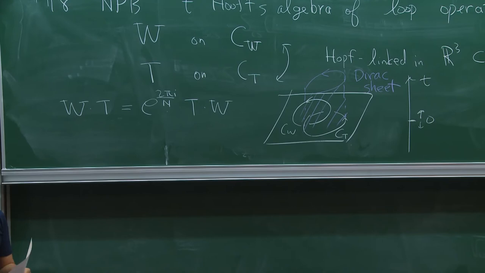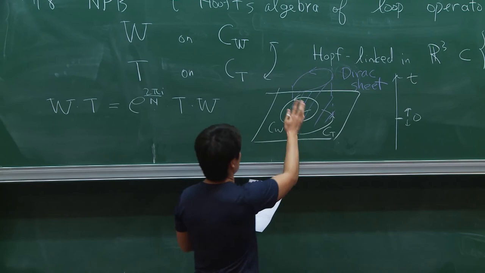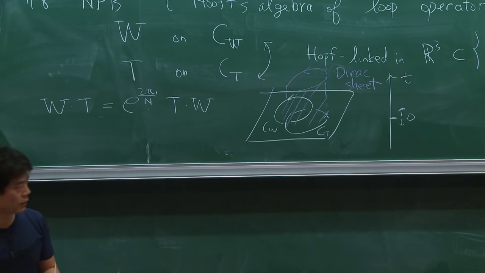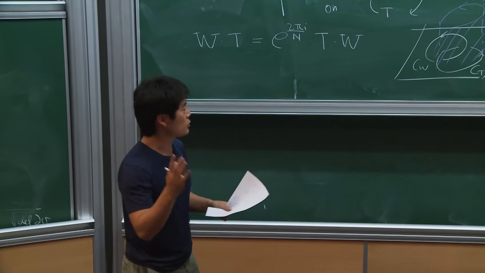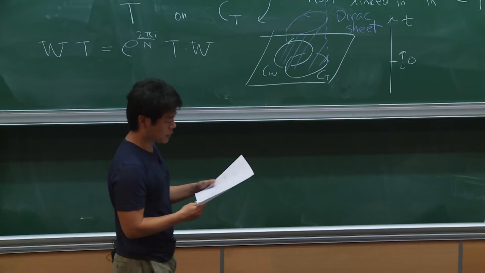And you also see that the Dirac string is in some sense a topological object, because by changing the gauge, you can move the location of the Dirac string or Dirac sheet. So indeed, in this picture, the Tolle operator is the boundary of a topological surface operator. So that's good.